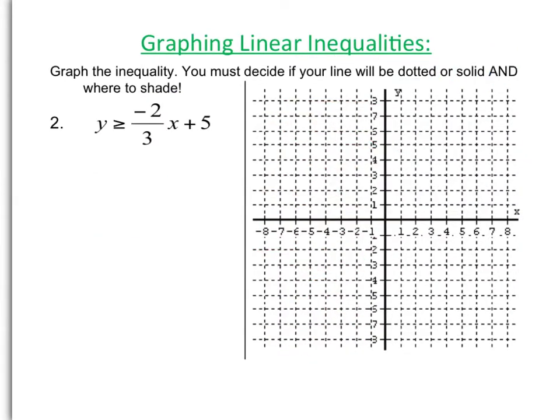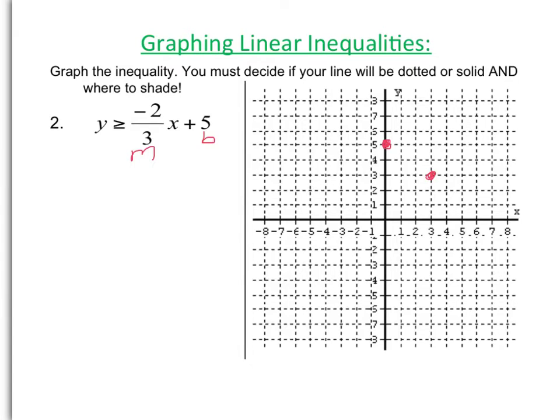Okay, so let's take a look at another one, and we'll move a little bit more quickly this time. So we have y is greater than or equal to -2/3x plus 5. So we know that's our y-intercept, and that's our slope. So the y-intercept is 5, and our slope is -2/3.